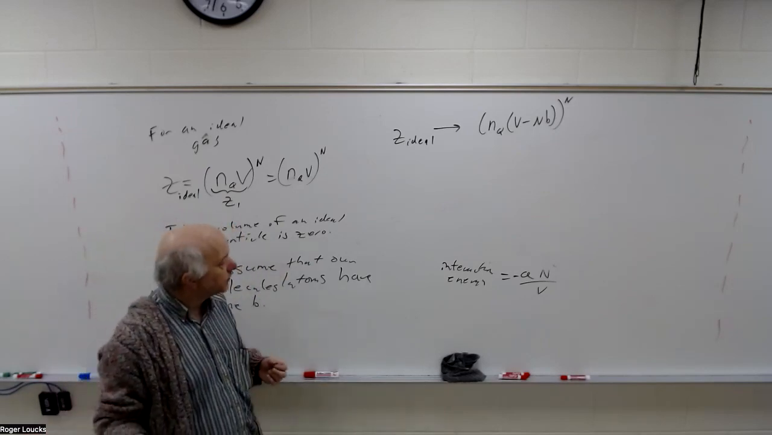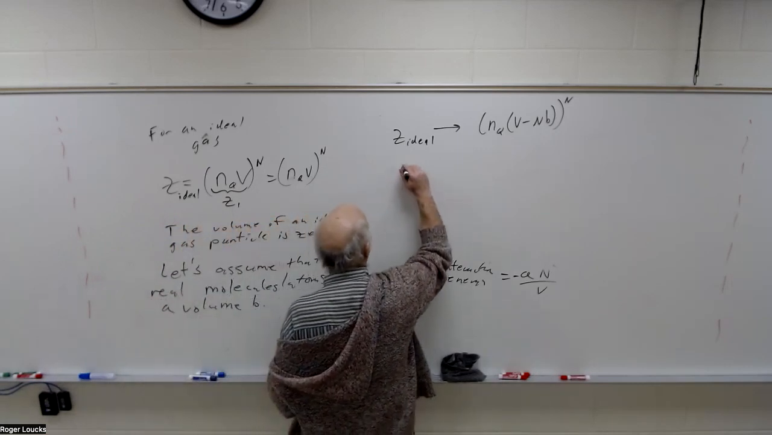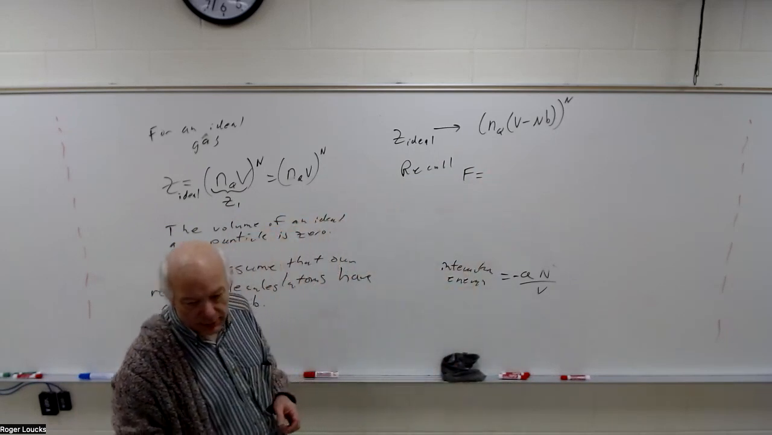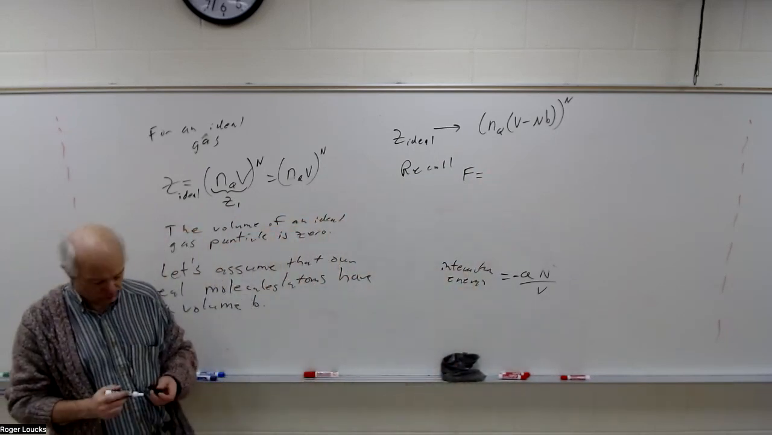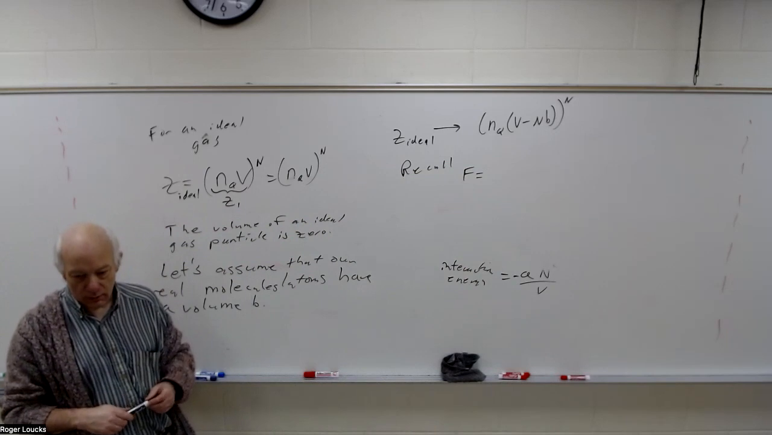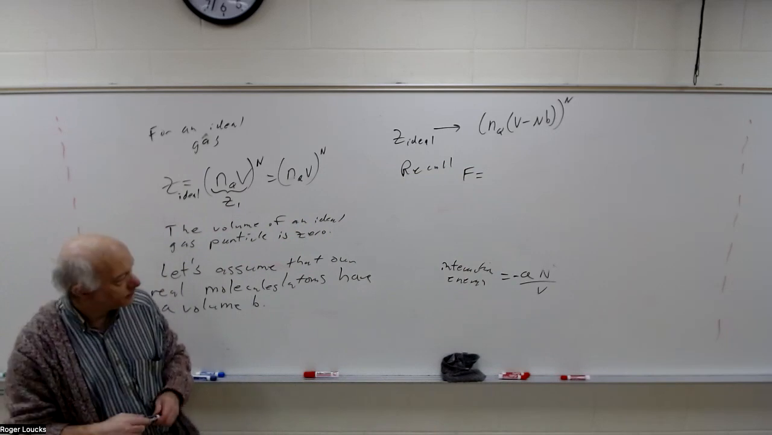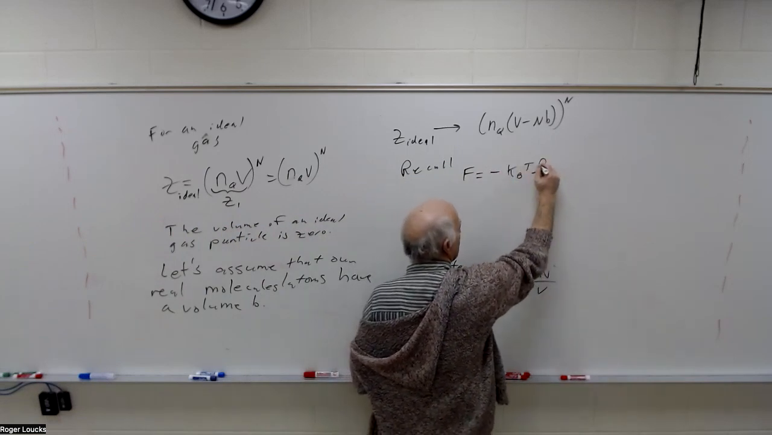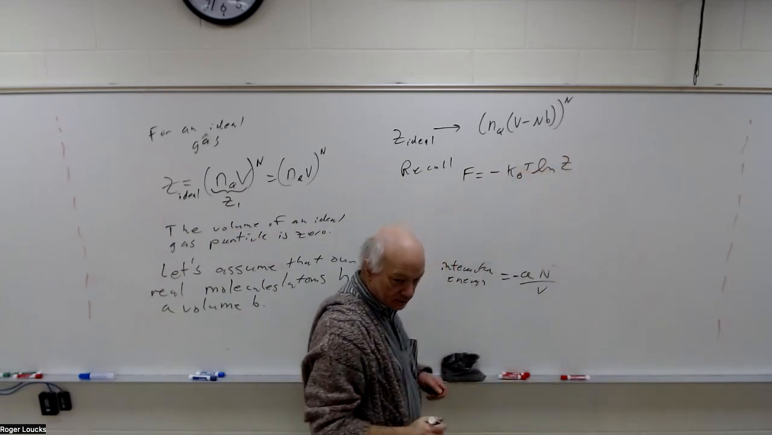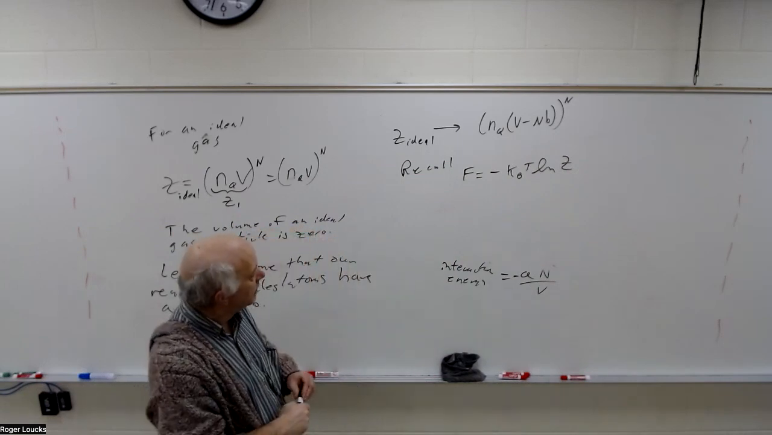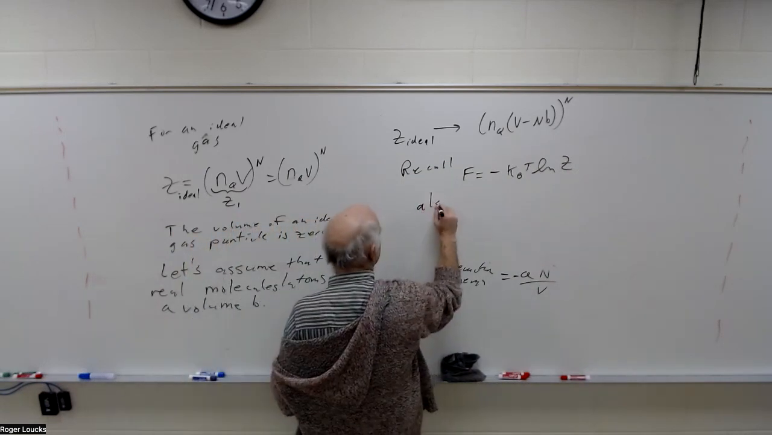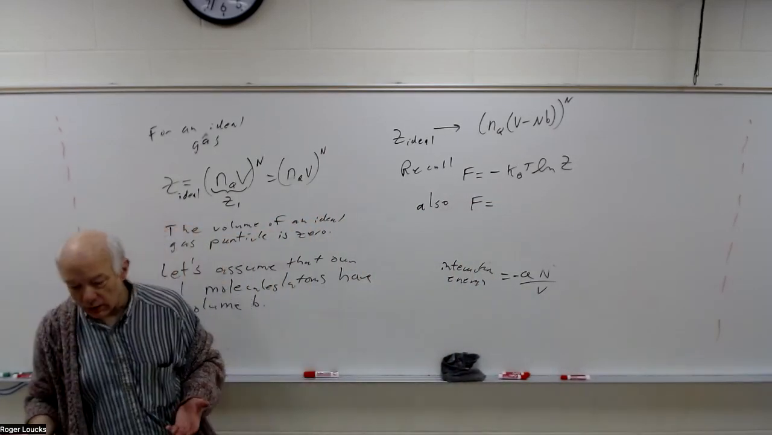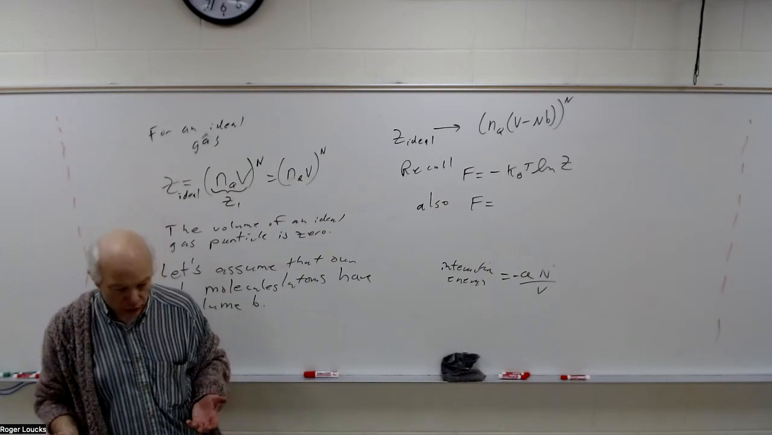So now we've accounted for the volume here. Now we want to account for this. So recall, what is your Helmholtz free energy given by? Minus kB T ln of Z. And also F is, in terms of the transformation, U minus TS.